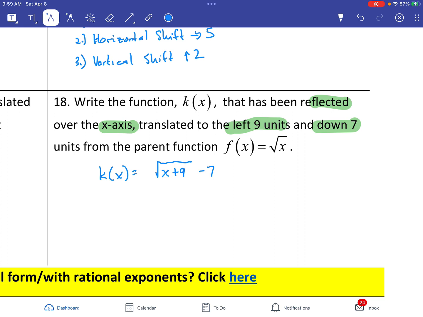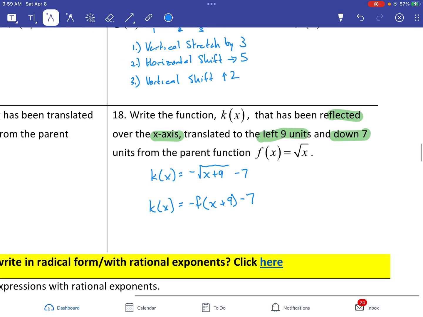On the reflection over the x-axis means there's a negative sign out in front. If you want to do the function notation version, you have f of x plus 9 minus 7 with a negative sign out in front. Either one of those would be fine. It's, again, whichever one works best for you.